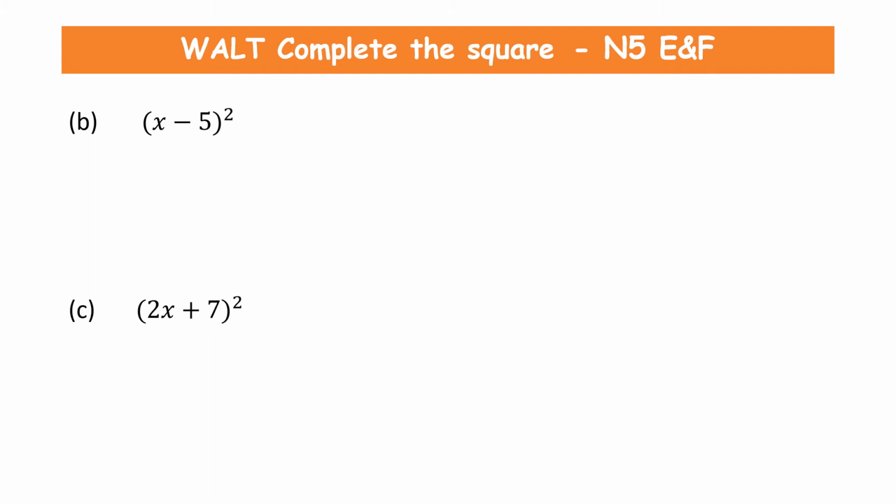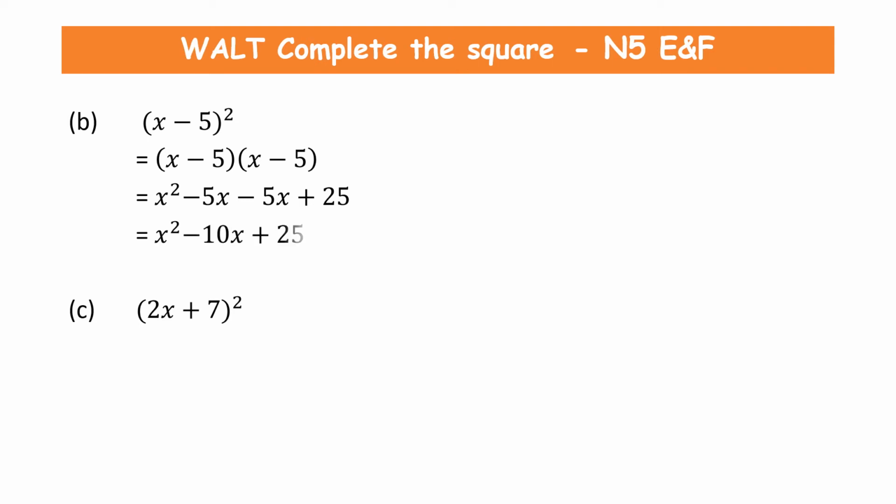Okay, so x minus 5 all squared. Well, that's just x minus 5 times itself. So x times x minus 5 will give you x squared minus 5x. Negative 5 times that bracket x minus 5, the second one, will give you negative 5x, add another 25. So in total you've got x squared minus 10x add 25.